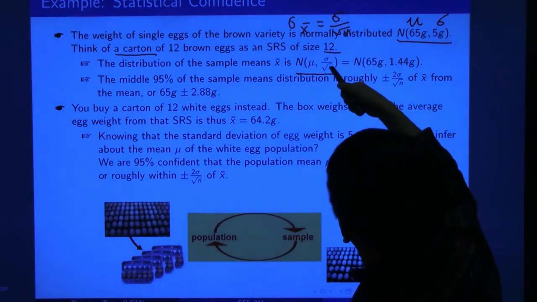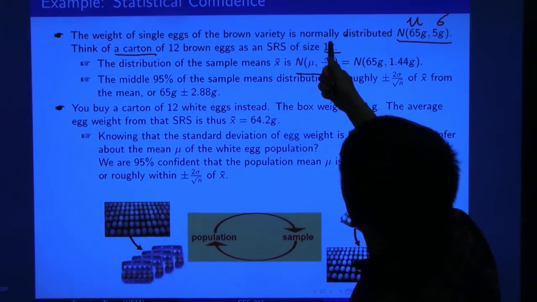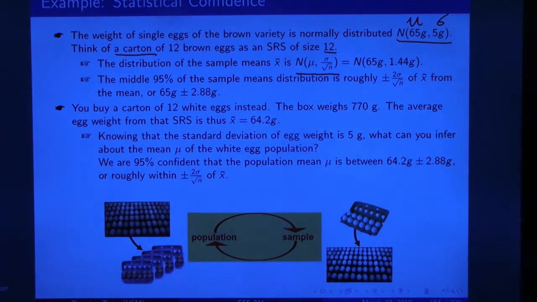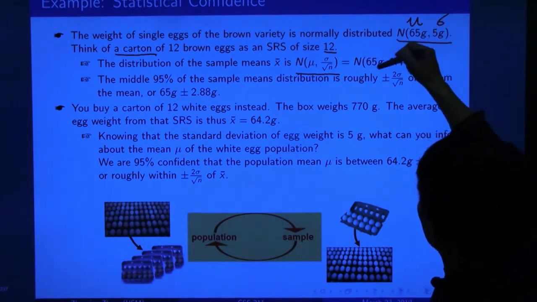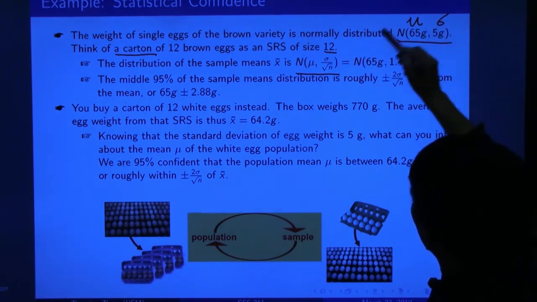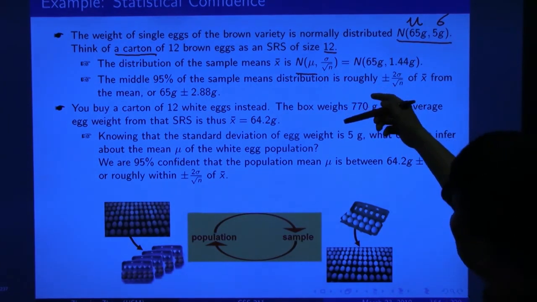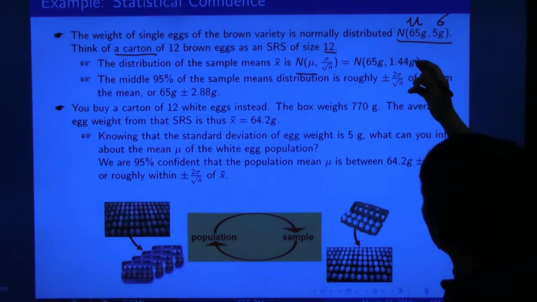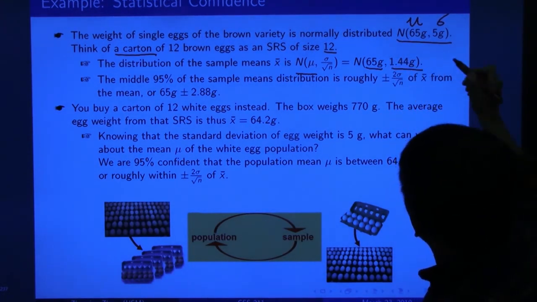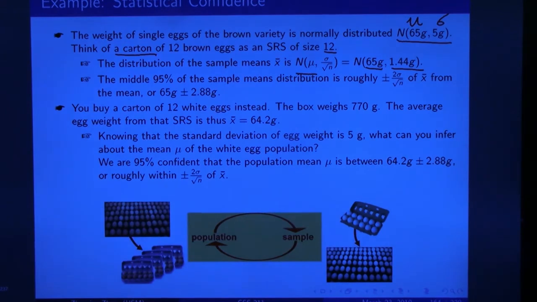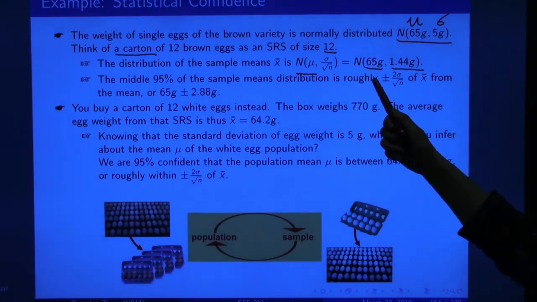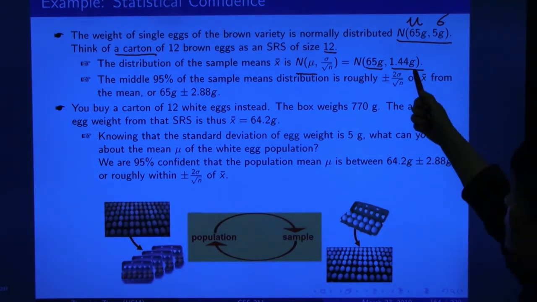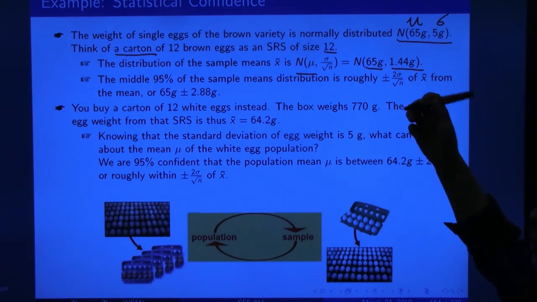So from here, we plug in the numbers: mu equals 65, sigma equals 5, square root of n equals square root of 12, and this gives us 65, and this one is 1.44 grams. So this is the mean of the sampling distribution, and this is the standard deviation of the sampling distribution.